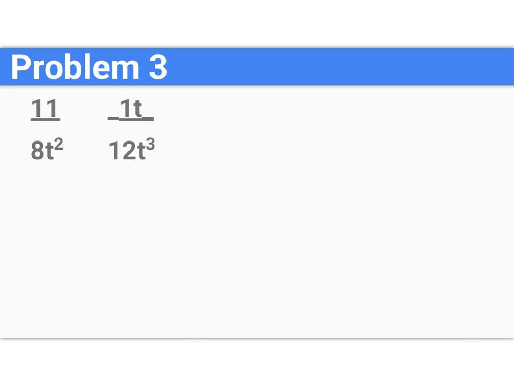And looking at the third problem, these just get added. 8 and 12. All right, so we need to find a common denominator from 8t squared and 12t cubed. This one needs a t. 12 times 2 is 24. So you can multiply this by 2 and this one by 3t. Okay, so this one needs a 3t top and bottom to make 24t cubed. And this one just needs a 2 top and bottom.